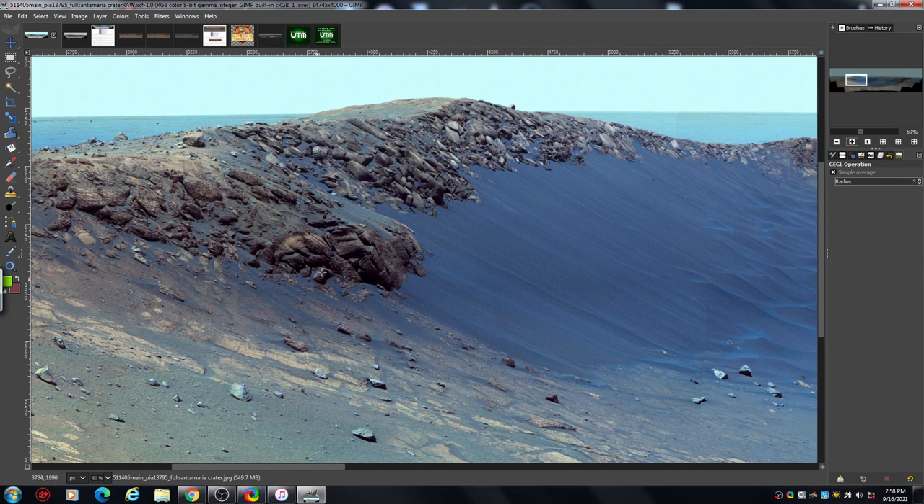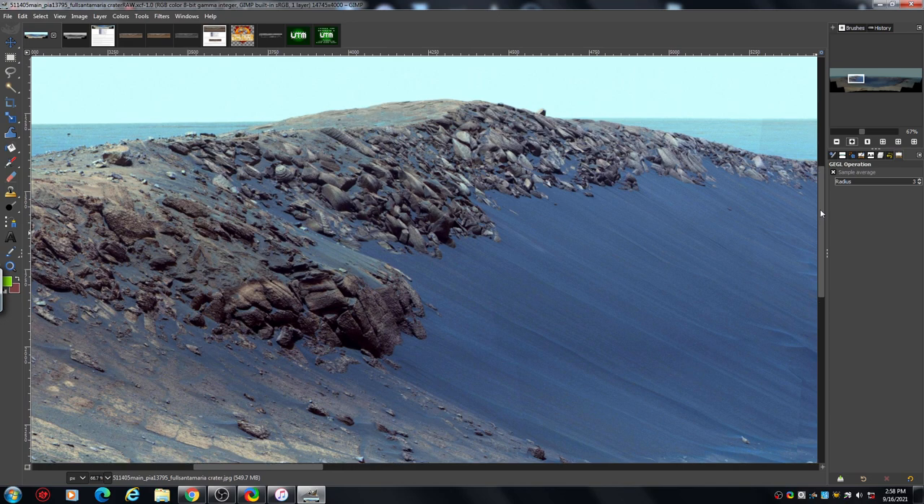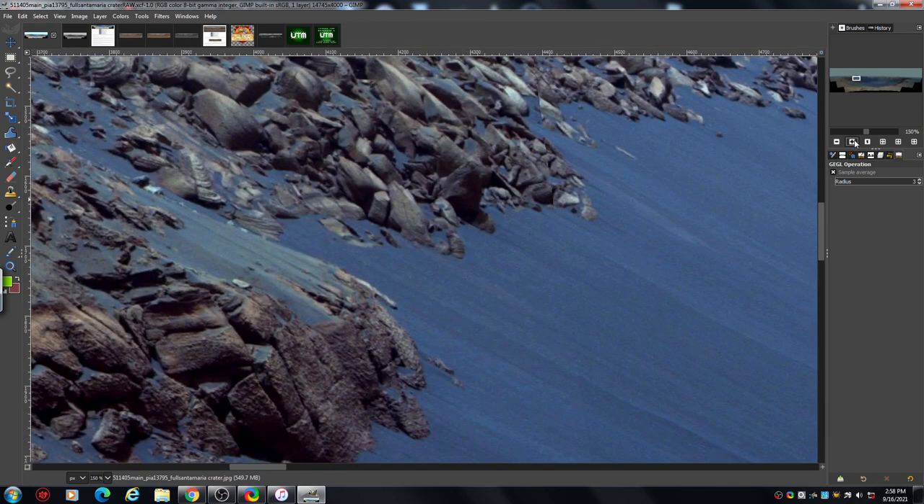Okay, so if we look at this, this really doesn't look right. Again, this is just my observation. And things just don't look right where this touches the rocks and stuff. And I will be explaining this.